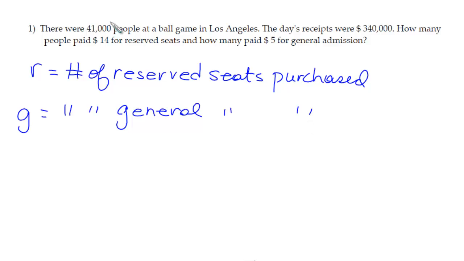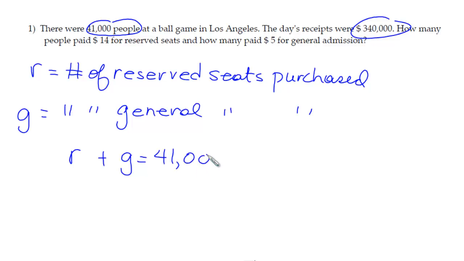First of all, there's this number of people, and then there's the total receipts. Okay, so we'll deal with the number of people first. If we have R people purchasing reserved seats and G people purchasing the general seats, the total number of people is 41,000, then we can say R plus G equals 41,000. So this equation comes from meeting the number of people required.